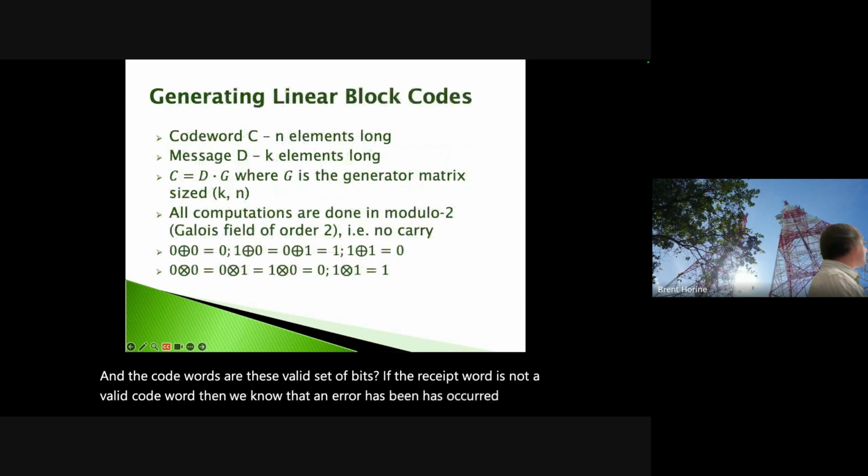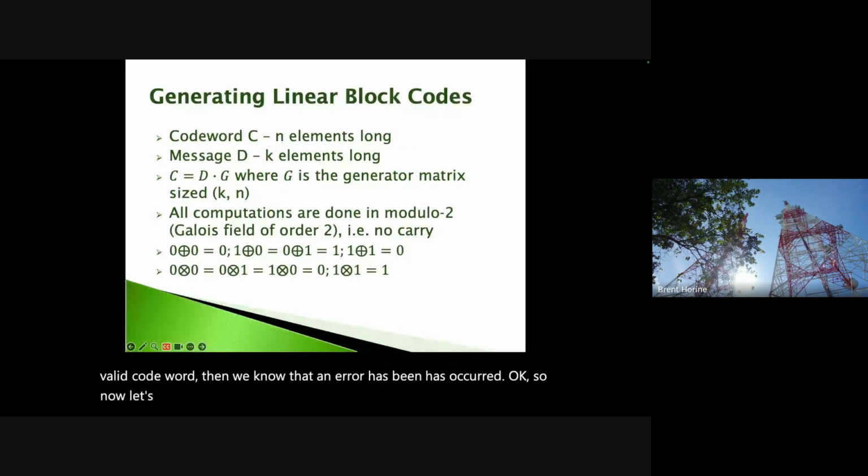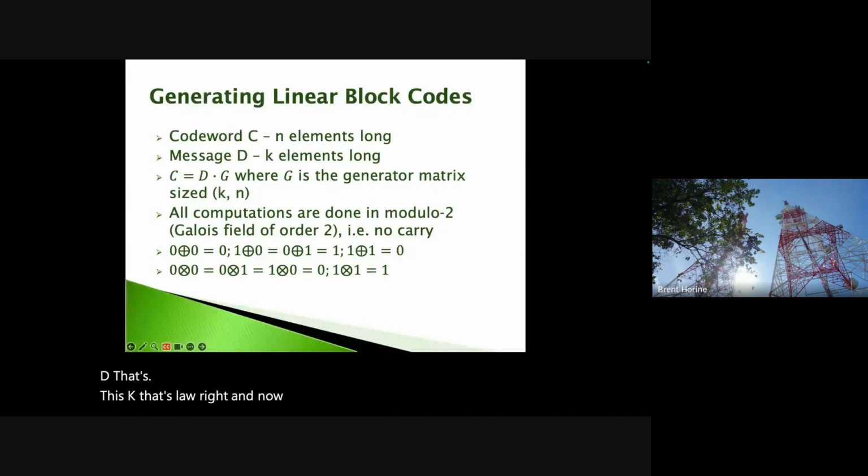Okay, so now let's get into it a little bit. We're going to have a code word, and we're saying that that is n elements long. And we're going to have a message word D that's K long. And now we're going to create our code word from our message word D via this G generator matrix. And this matrix is going to be sized K by N.